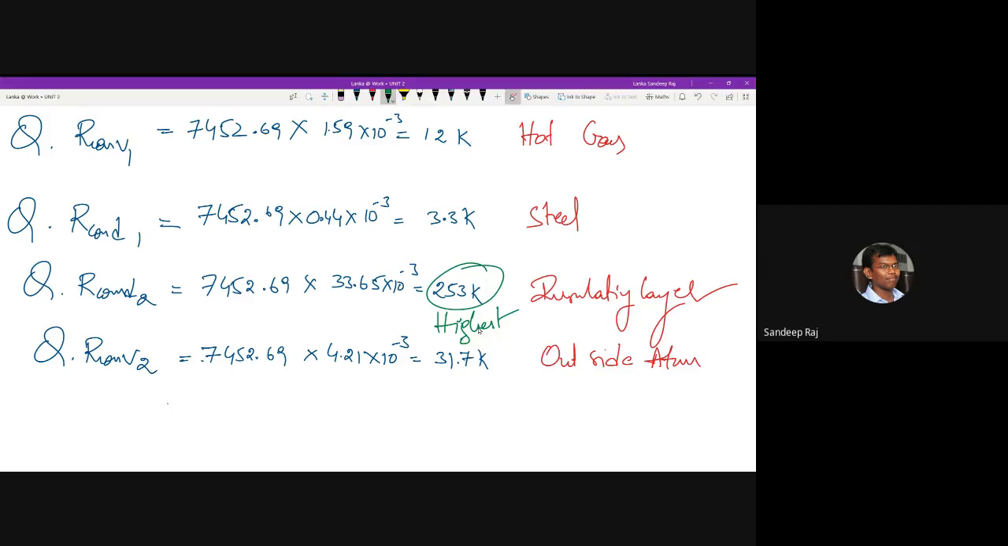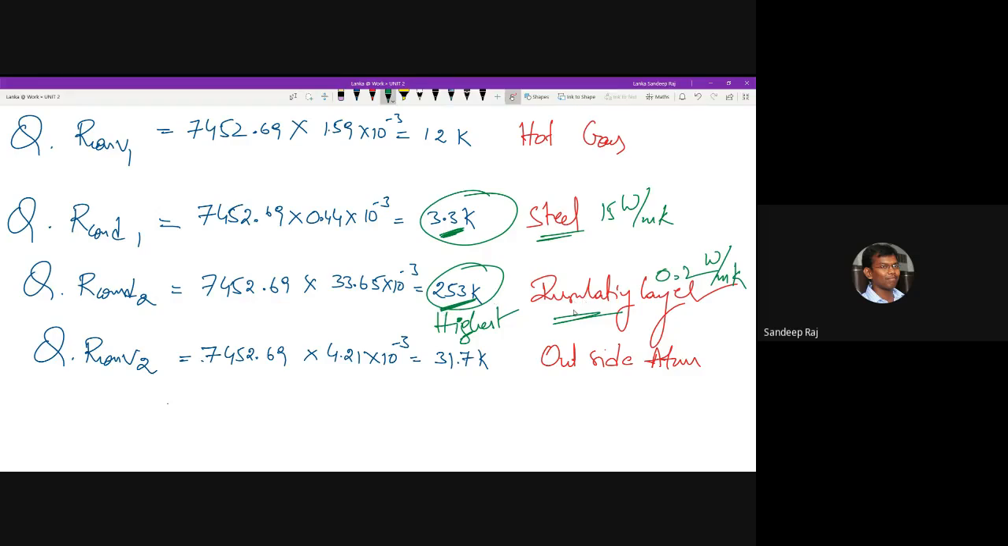Why is it highest in the insulating layer? Because the thermal conductivity possessed by this is very low and the heat transfer is happening by conduction. Among these two solids, steel and insulating layer, the thermal conductivity is 0.2 here and 15 watt per meter Kelvin here. So you can compare the temperature drop between these two. It is 3.3, very small, almost negligible. But in the insulating layer, the drop is very huge.